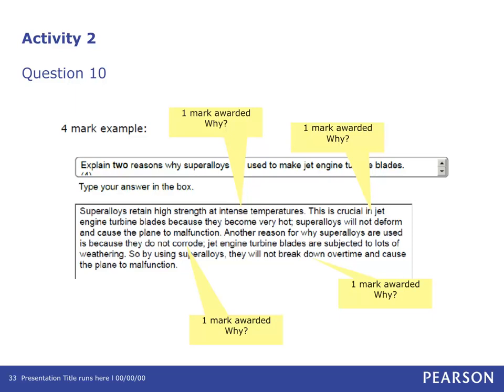Activity 2. This is the learner's response to question 10. Pause the recording and look at the example. Using the mark scheme, decide what mark you think should be awarded and why.